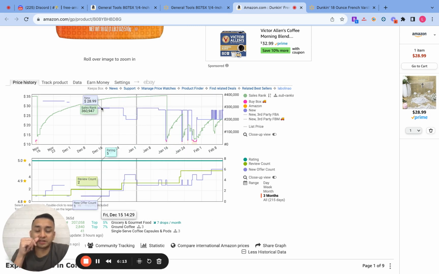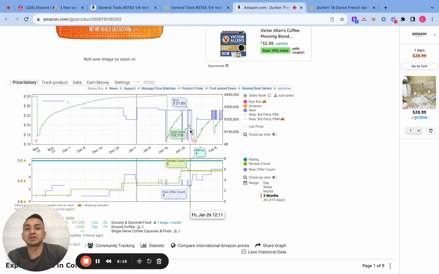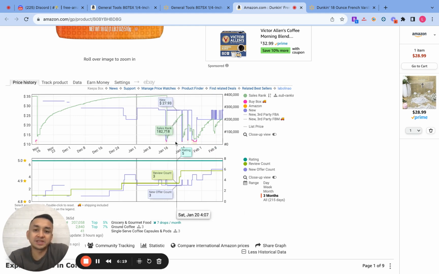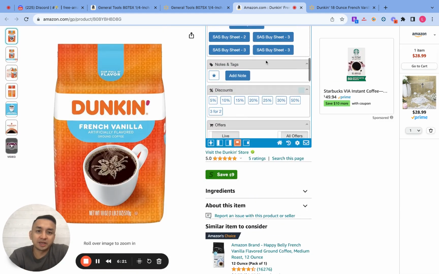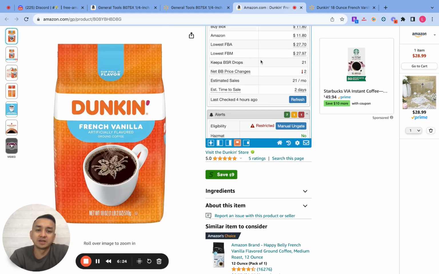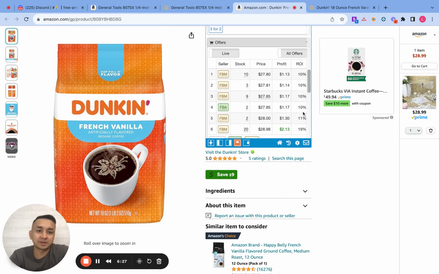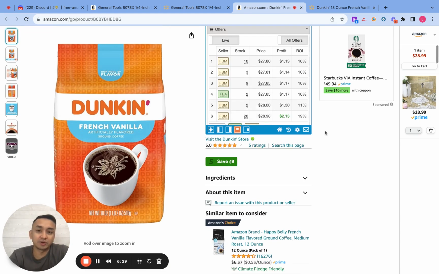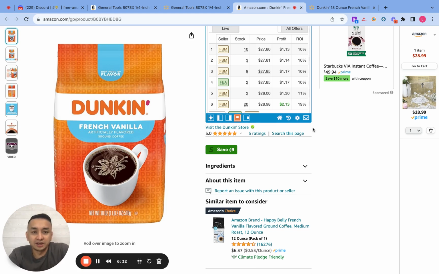So depending on your risk tolerance, it's going to be up to you if you want to buy this or not. But with this type of risk, and then looking at the sales per month at 21, and looking at the ROI at 10, I don't even think it's worth the risk. It's just way too risky for such a low amount of sales per month with low ROI. Hope that makes sense. So to me, I'll probably just skip this one because Amazon was on the listing, the sales per month is not even worth the risk, and the ROI is on the low side, 10%. So next product.